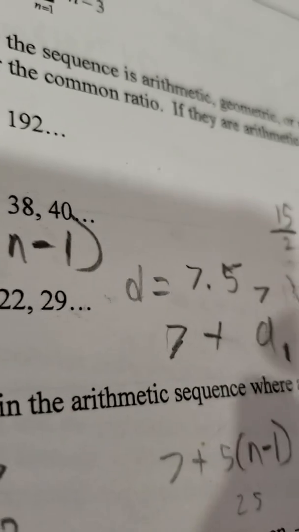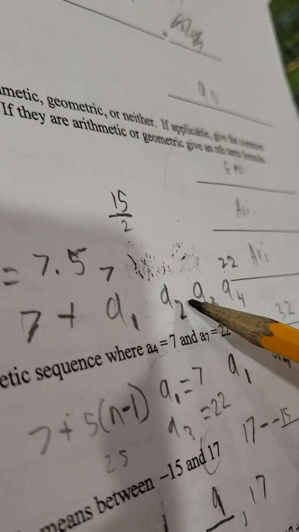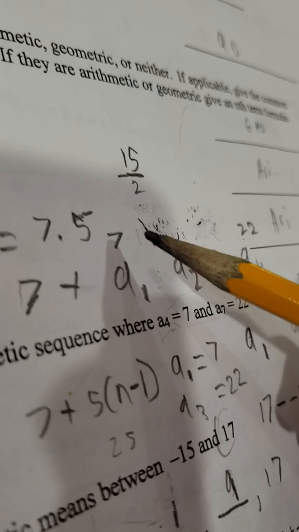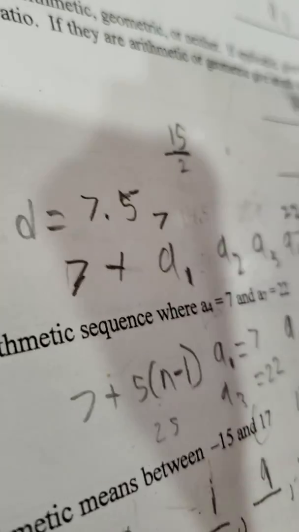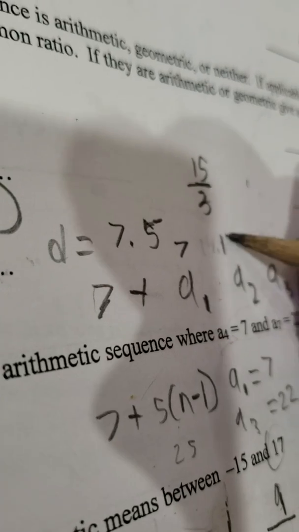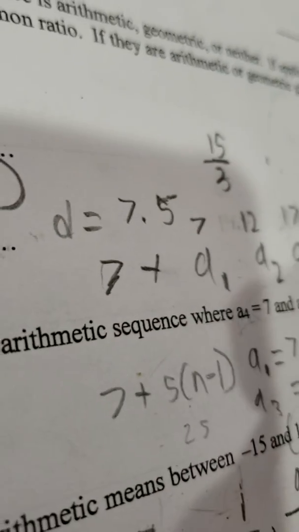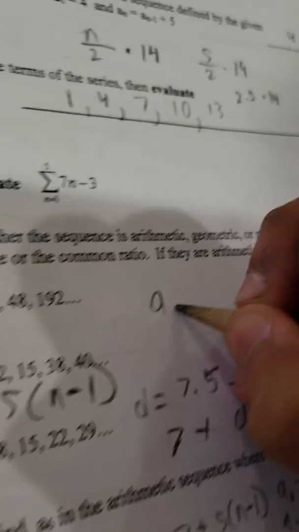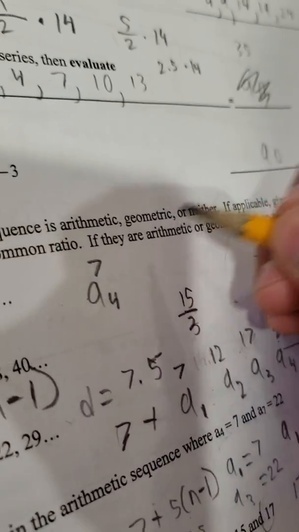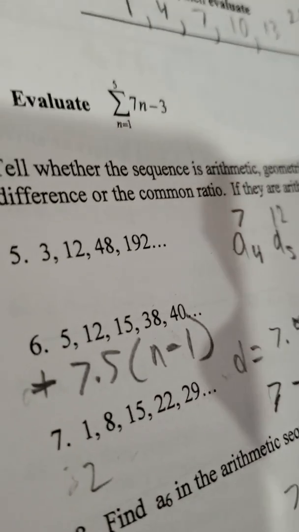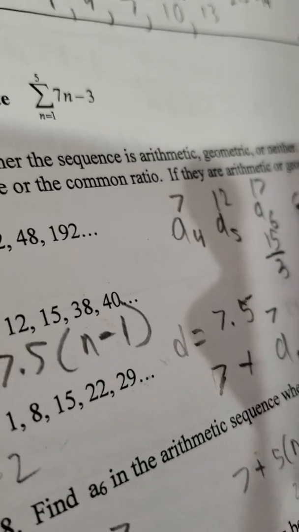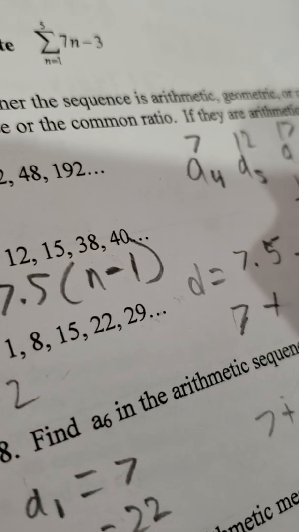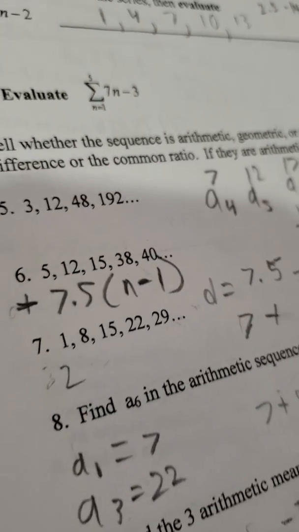1, 2, 3. So there are 3 intervals between a sub 1 and a sub 4. So 15 divided by 3 is 5. So it'll be 12, 17, and then 22. And basically you can find a sub 6, which is the same thing. So a sub 4 would be 7, a sub 5 would be 12, a sub 6 would be 17, and then a sub 7 would be 22. So a sub 6 is 17. Ignore the last part.